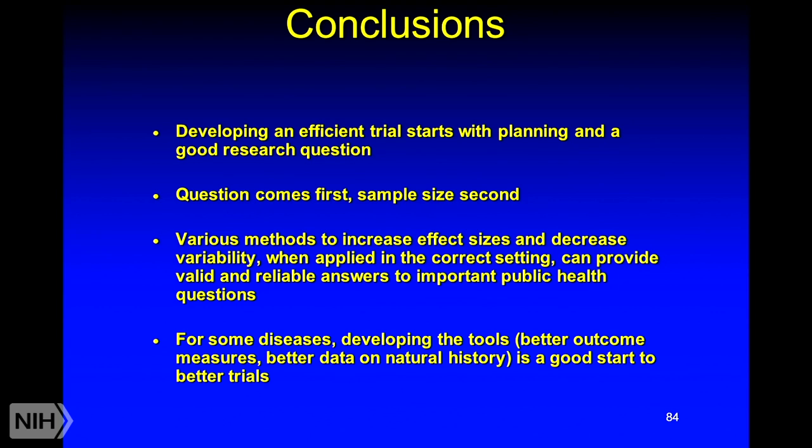So in conclusion, developing an efficient trial starts with planning and a good research question, and then some more planning, and then some more planning. So I just want to get across to you that that's the real key to this, is really thinking about these things ahead of time. The question comes first, and the sample size comes second, not the other way around. And there are various methods to increase effect sizes and decrease variability, which when applied in the correct setting can provide valid and reliable answers to your research question. And for some diseases, developing the tools is a good way to start. For instance, developing better outcome measures and having better data on the natural history before you get to the point of where you want to do clinical trials.